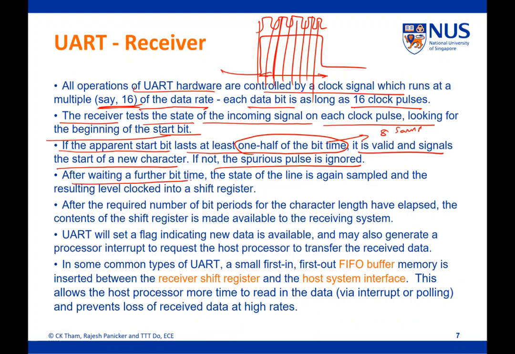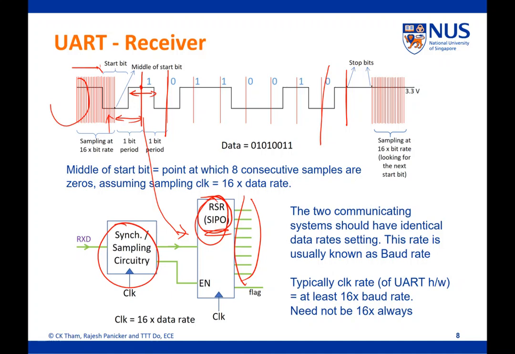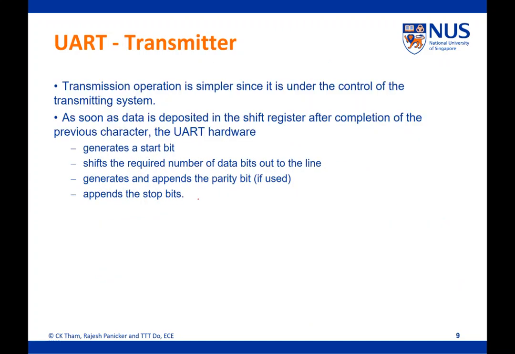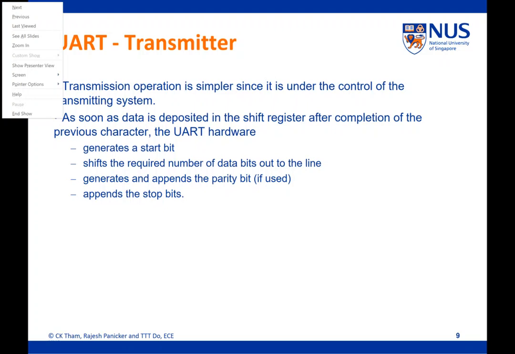After waiting for 1 further bit period, the state of the line is again sampled and the resultant level is clocked into a shift register, which is what I just mentioned. You wait for 1 bit period after the middle of the start bit and clock the sampled data into a shift register.